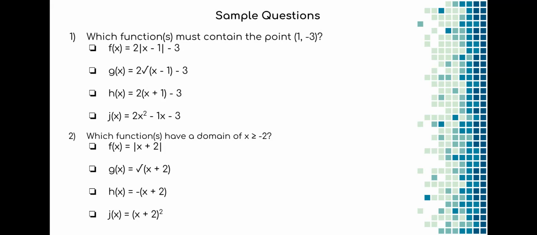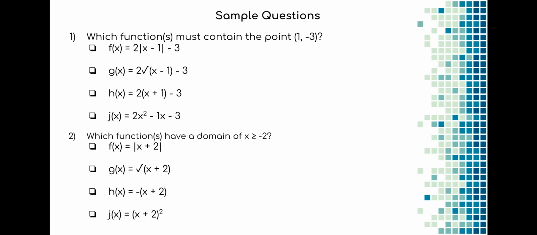So some sample questions that we might use as assessment items might be the two that we have on the screen. Number one, which functions must contain the point 1, negative 3? Well, in scanning through these, we're looking for that vertex form. We actually don't even care what type of functions it is. We're just looking for x minus the 1 and then the minus 3. And so any functions that have that format are going to contain the point 1, negative 3.